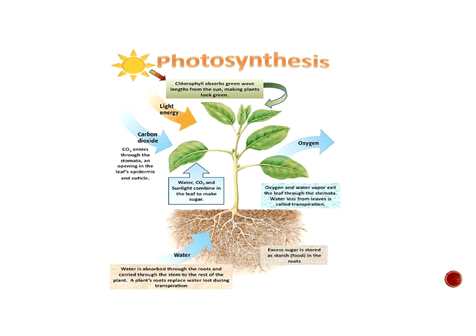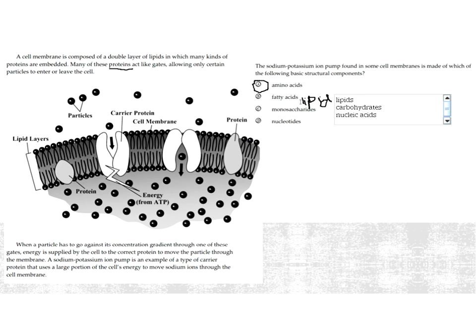The products of photosynthesis are oxygen and the sugar. So oxygen does leave the leaf through the stomata, again, through the process of photosynthesis. And the sugar is going to be produced and stored in the tissues within the cell or used for cell energy. Okay.